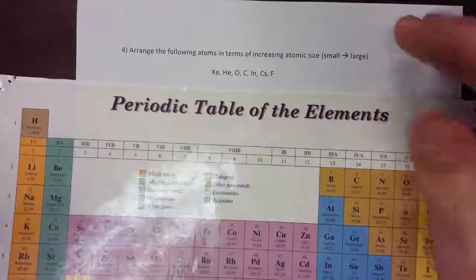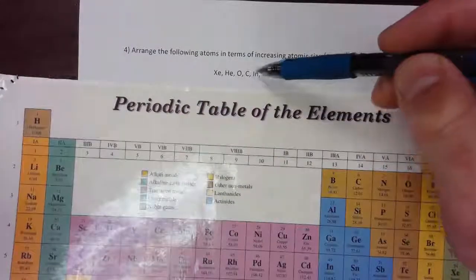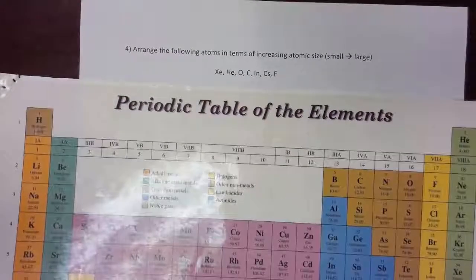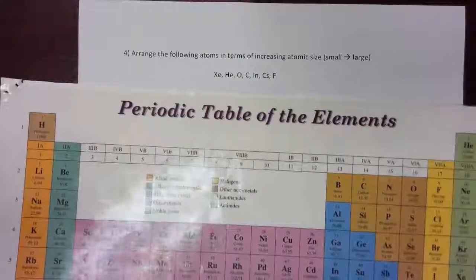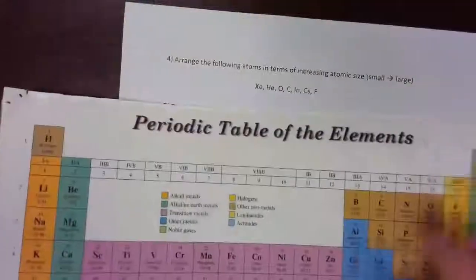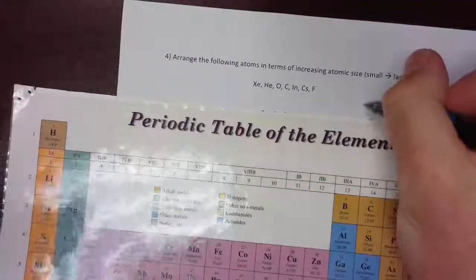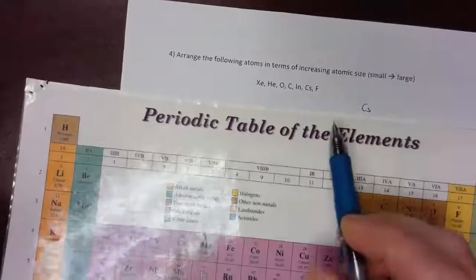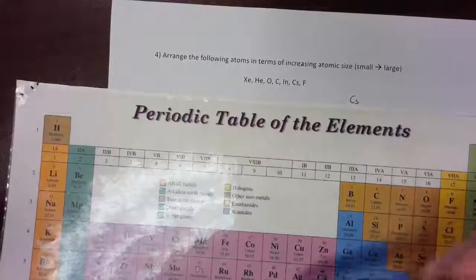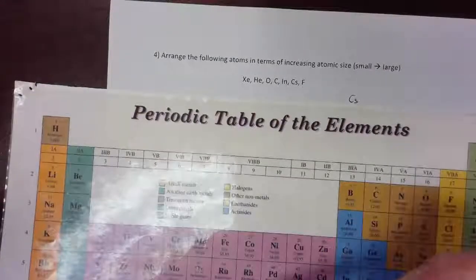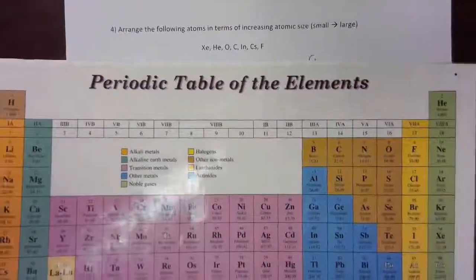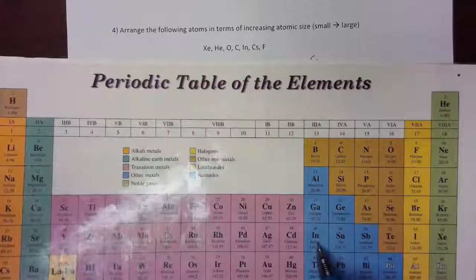I am asked to rank xenon, helium, oxygen, carbon, indium, cesium, and fluorine. So I know the largest is going to be cesium, because cesium is way down here at the bottom. So I'm going to go ahead and put cesium over here on the right-hand side. If I look at some other ones here, indium is... where is that one? Here we go. Right here. Okay, element 49.